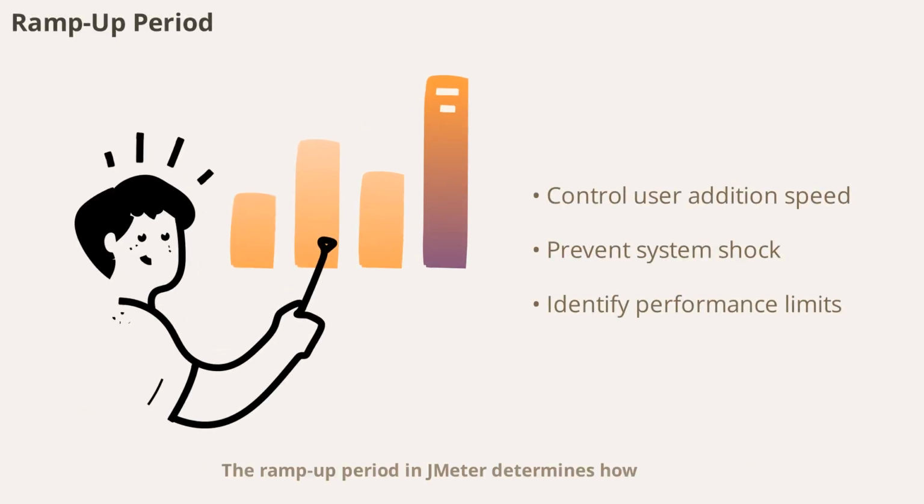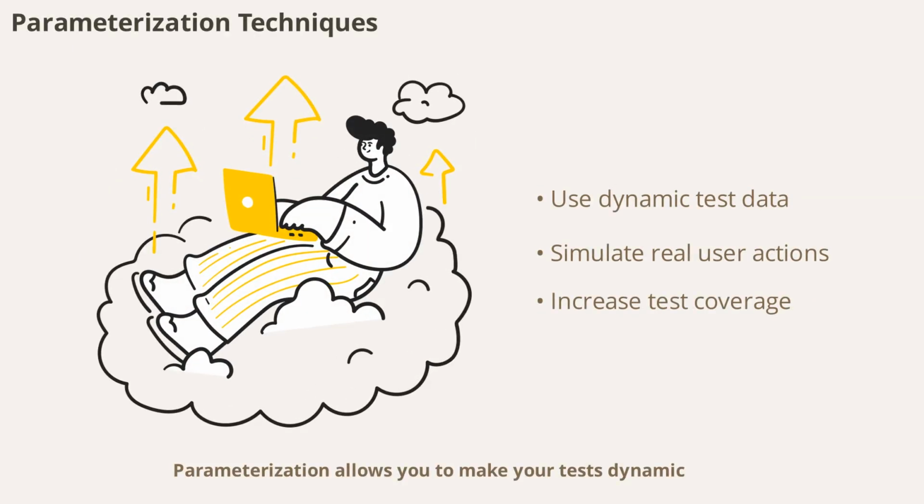The ramp-up period in JMeter determines how quickly virtual users are added to the test. A gradual ramp-up helps prevent sudden shocks to your system, allowing you to observe how performance changes as load increases. By fine-tuning the ramp-up period, you can better mimic real-world scenarios and identify the exact point where your application starts to struggle.